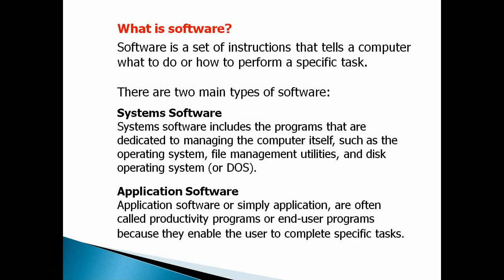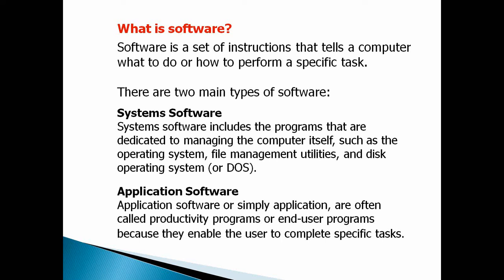Now come to the next topic, that is what is software. Software is a set of instructions that tells a computer what to do or how to perform a specific task. We discussed that we give input to the computer. We give some instruction to the computer to perform. These instructions are called software. So there are mainly two types of software. One is system software and another one is application software. Now let's see one by one.